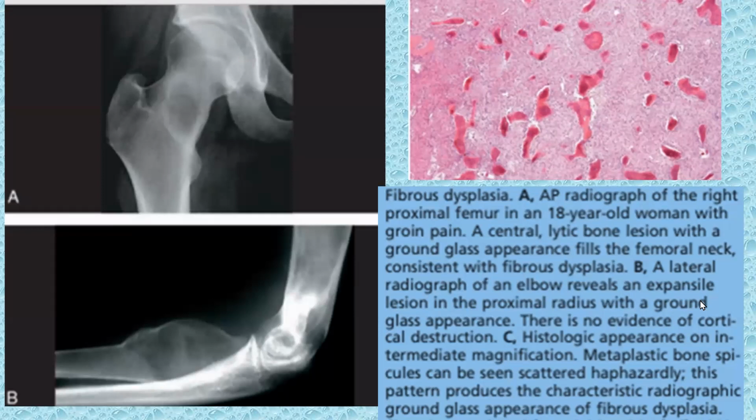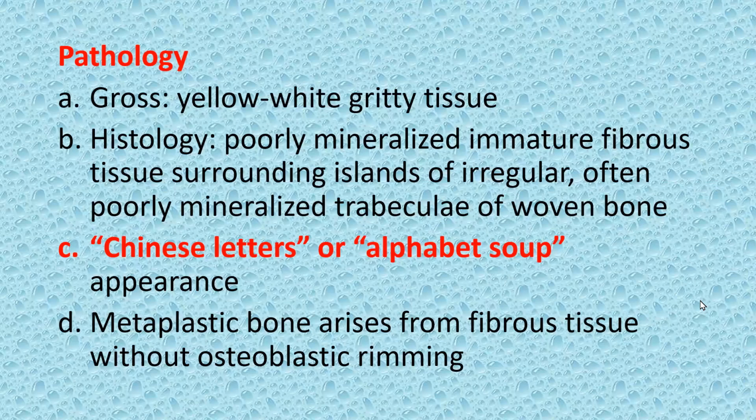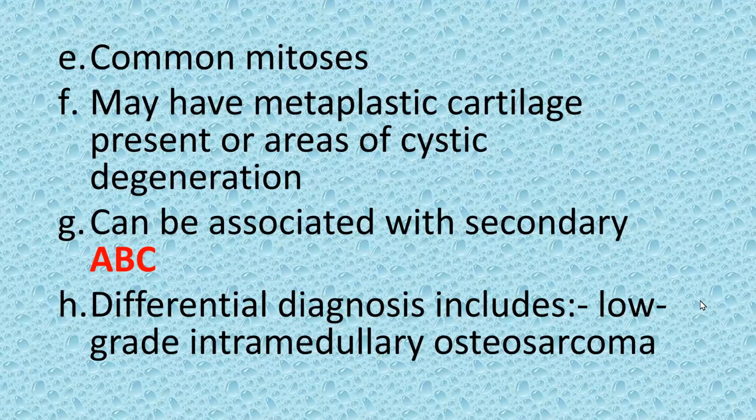They have a yellow-white gritty tissue. Histology is immature fibrous tissue, surrounding islands of irregular, often poorly mineralized trabeculae of woven bone. They have Chinese letters and alphabet soup appearance. Metaplastic bone arises from fibrous tissue without osteoblastic rimming. Uncommon is mitosis. It may have metaplastic cartilage present or areas of cystic degeneration.